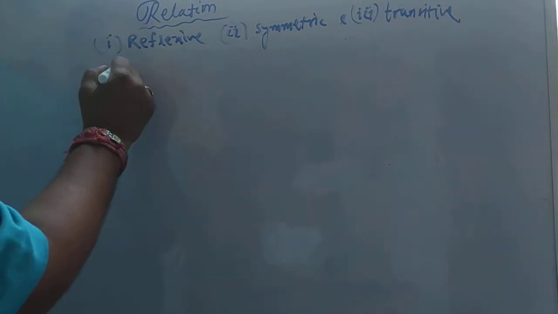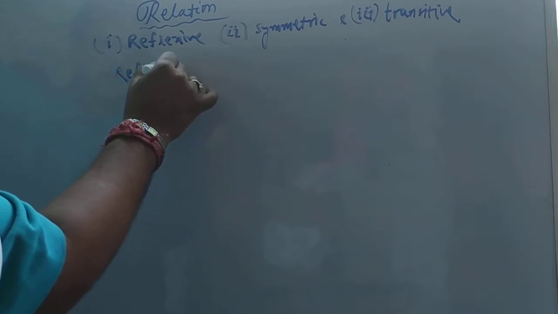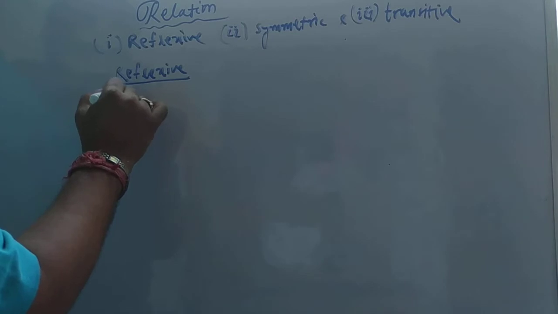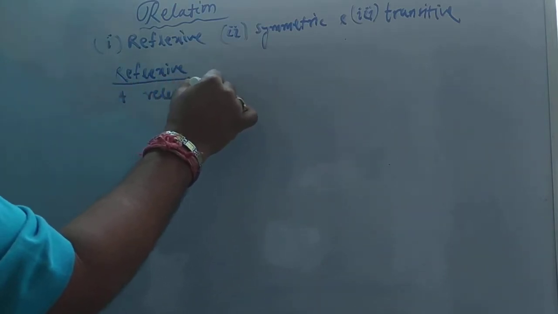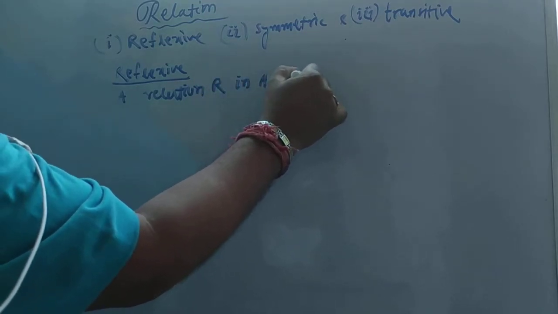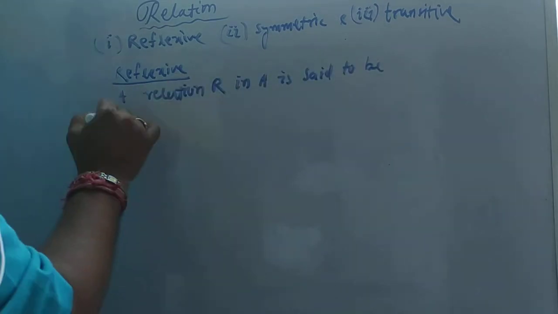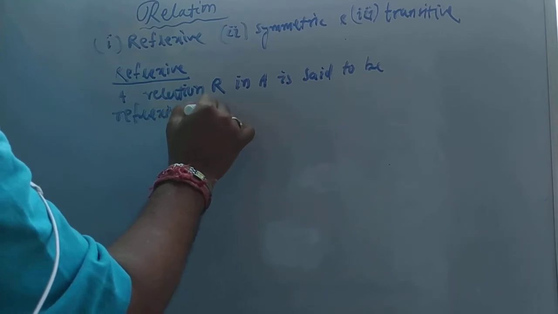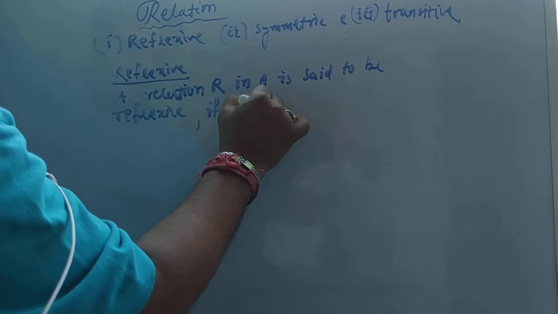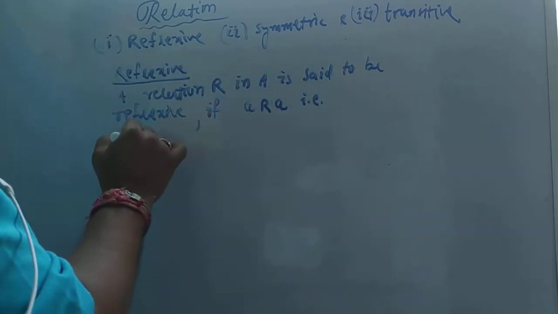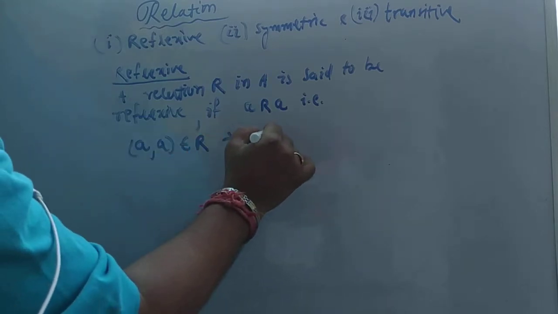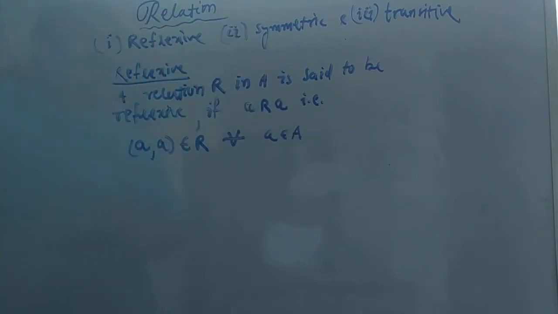Okay, first is reflexive. A relation R in A is said to be reflexive if A is related to A, that is, (A, A) belongs to R for all A belongs to A. Okay, so this is one kind of, this identity relation what we have discussed now.